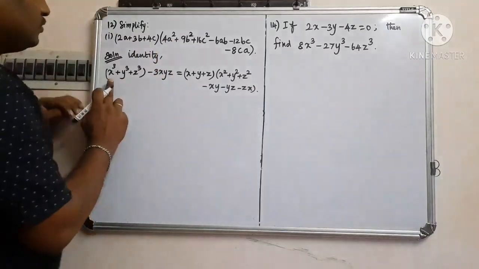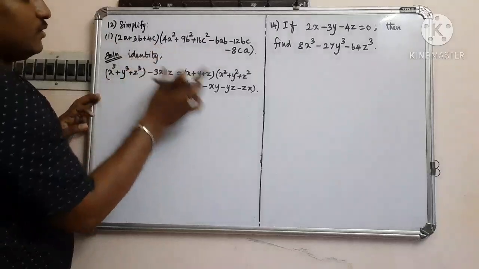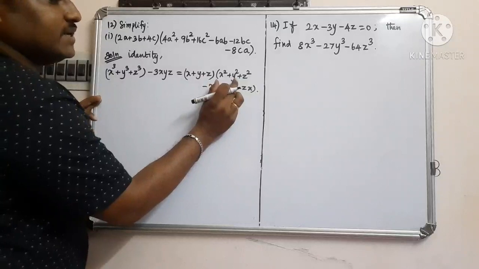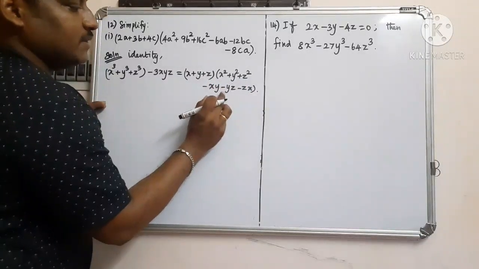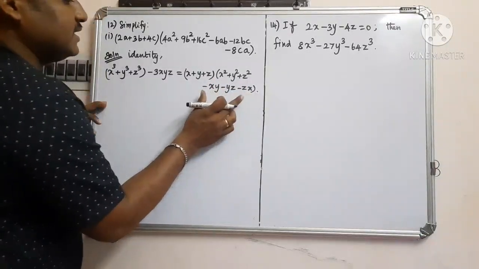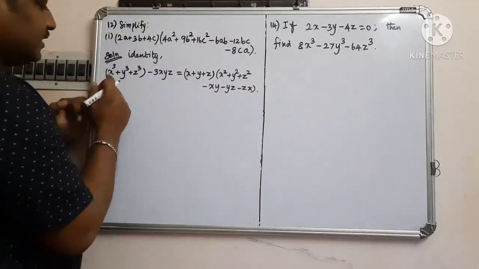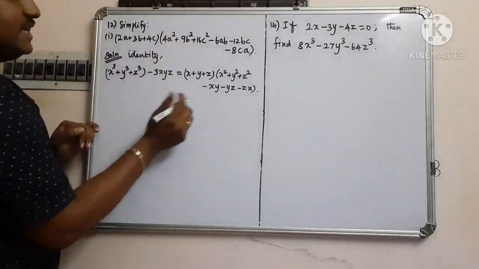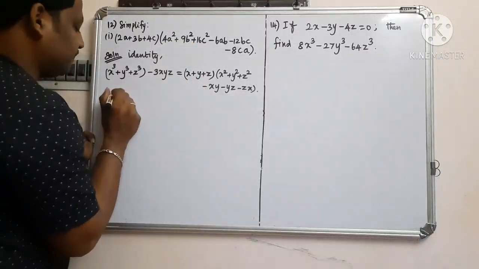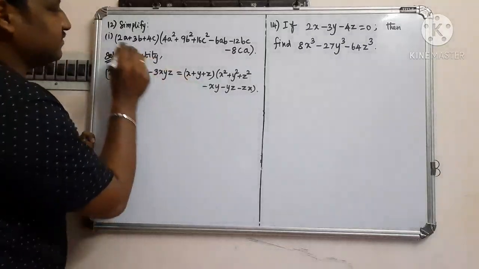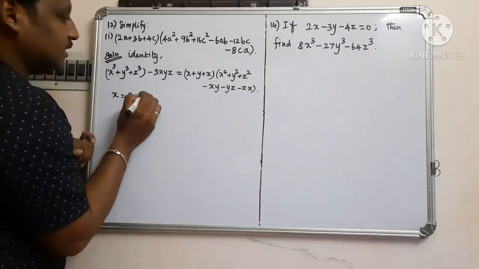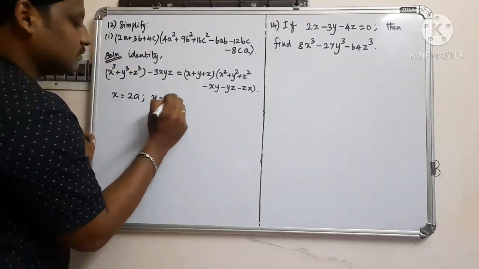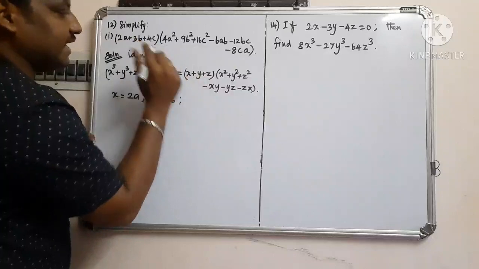Here, what is the value? We have to find x plus y plus z into x square plus y square plus z square minus xy minus yz minus zx. This value is equal to x cube plus y cube plus z cube minus 3xyz. So from this equation we can find the value. Instead of x we can write 2a, instead of y we can write 3b, instead of z we can write 4c.